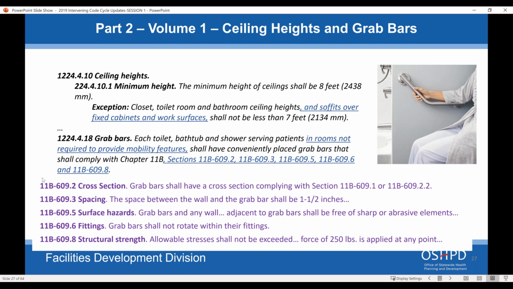Grab bars for non-accessible patient rooms. All patient rooms have to have grab bars, but if you have a non-accessible patient room, it also has to have a grab bar, and we're clarifying that it has to meet section 609(2), 3, 5, 6, and 8, which are listed here in purple for reference. Basically, we're eliminating the need that the grab bar be horizontal. As you can see in the picture, this is where you can have the angled or even vertical type grab bars in a non-accessible patient room.